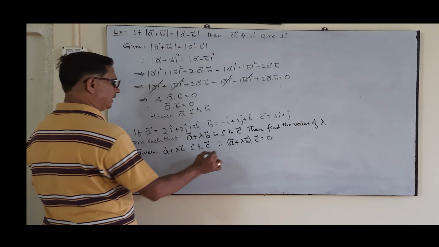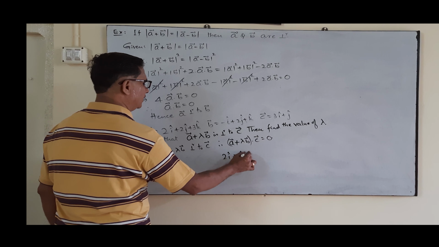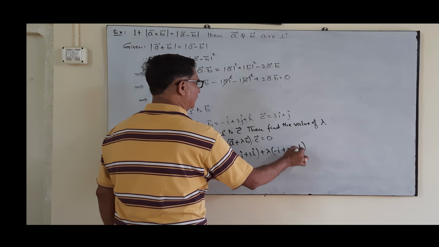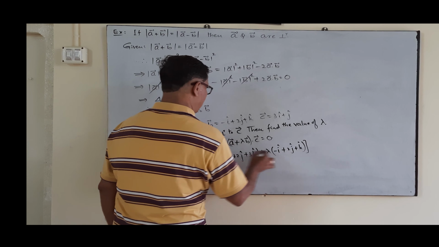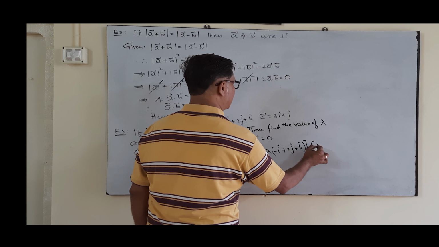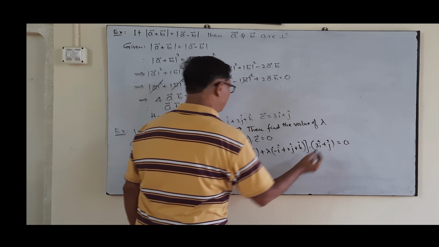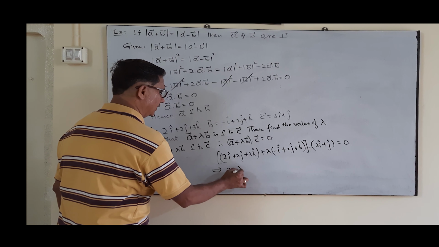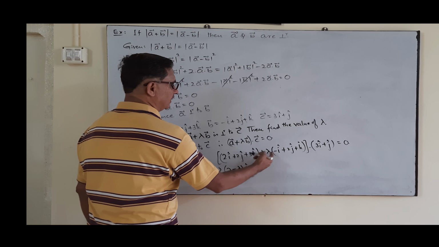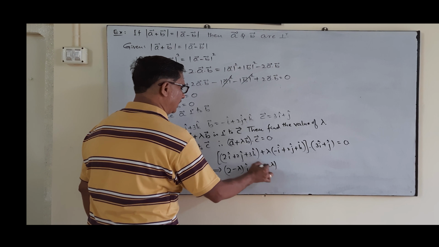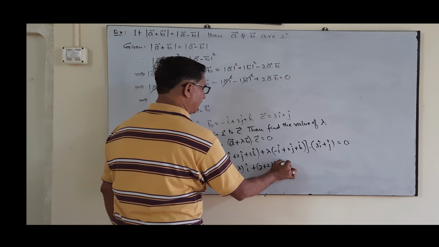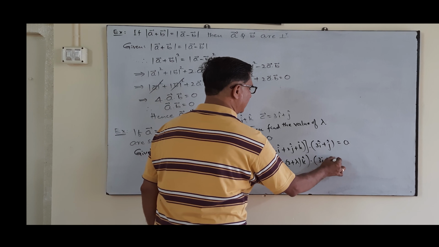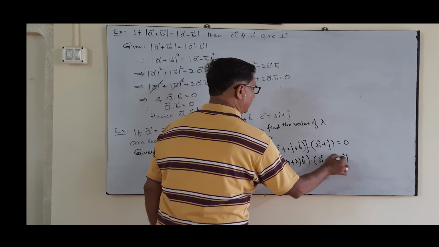Now here a plus lambda b. What is the a vector? 2i plus 2j plus 3k plus lambda of the b vector, minus i plus 2j plus k, dot c. The c vector is 3i plus j, equal to 0. Now simplify. 2i minus lambda i, taking i common, 2 minus lambda into i. 2j plus 2 lambda j, common, 2 plus 2 lambda into j. 3k plus lambda k, common, 3 plus lambda into k, dot 3i plus j. There is no k term, so we write 0 into k, equal to 0.